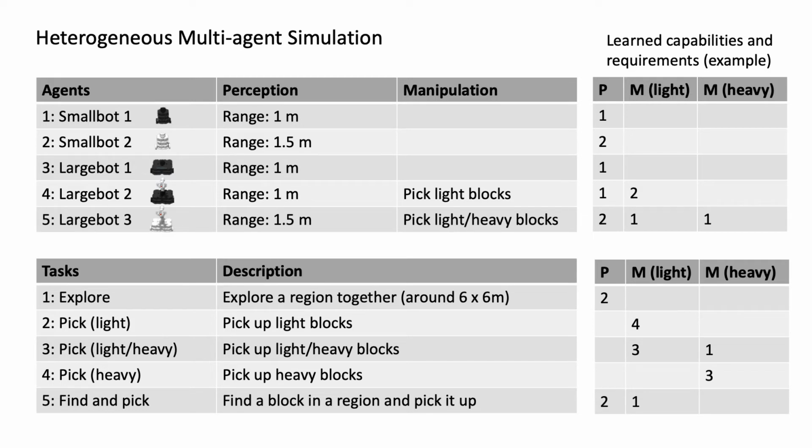For instance, suppose there are 3 types of agent capabilities: perception, manipulating light blocks, and manipulating heavy blocks. Then, the agent capabilities and task requirements in this table can be learned. A team for a task should possess total capabilities larger than the requested values.